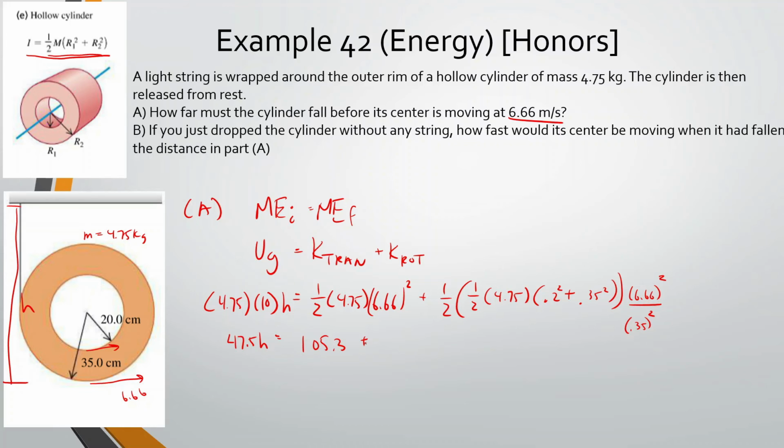Then I get 0.19, and then I'm going to multiply this by 6.66 squared, and then divide it by 0.35 squared. And then I get 69.87. All right, now I'm going to add that plus 105.3, so it's going to be equal to 175.17. And then I'm going to divide this by 47.5.